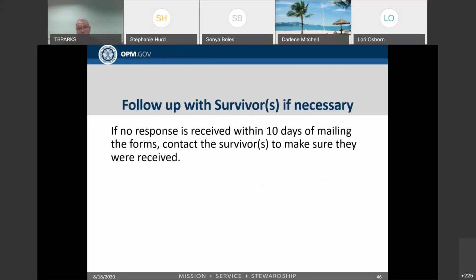It's important to follow up if no response is received. The address may be incorrect. Maybe they didn't receive the forms if they moved. Sometimes people move right after the death of a loved one. Or they may be having difficulty completing the forms, or they are having trouble getting the proofs that are required. So maybe check in with them, find out if they need some help.